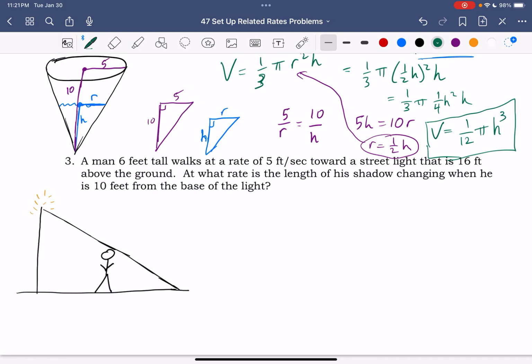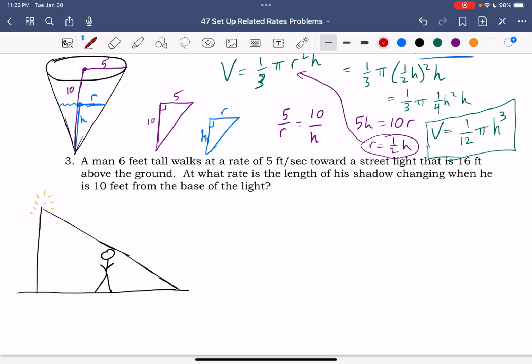All right, and then just one more. We have a man 6 feet tall. He's walking at a rate of 5 feet per second towards a street light, which is 16 feet above the ground. At what rate is the length of his shadow changing when he is 10 feet from the base of the light? And so lots of numbers here to break down.